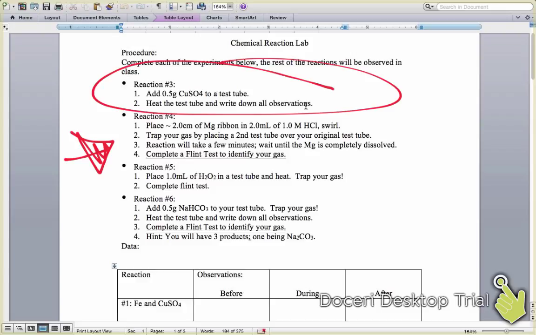So reactions 4, 5, and 6 all produce gas, and we need to know what the gas is. So you place that second larger test tube over the smaller one to trap the gas, so that you can complete a flint test here in just a second.